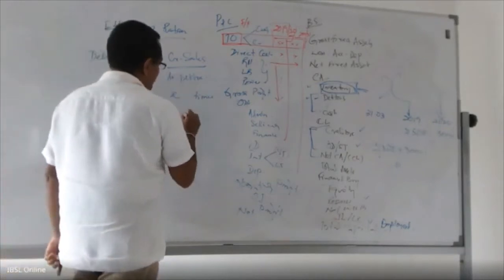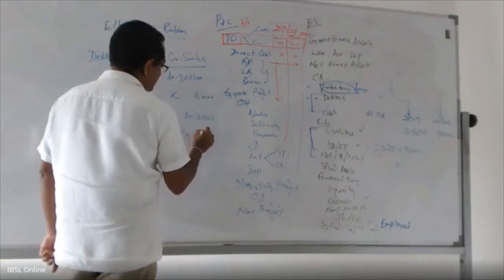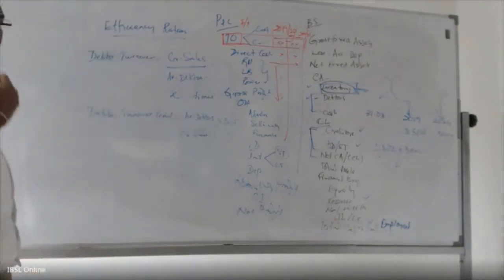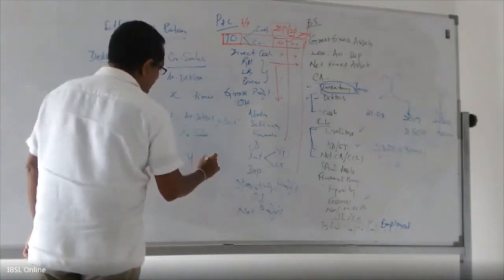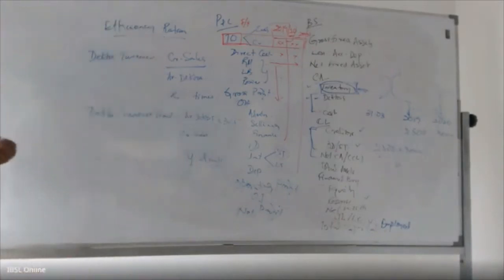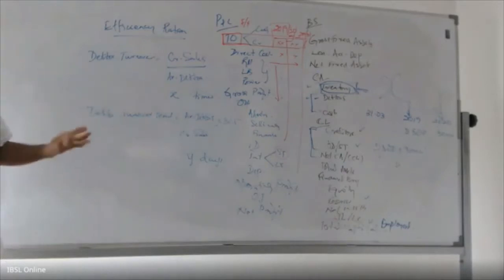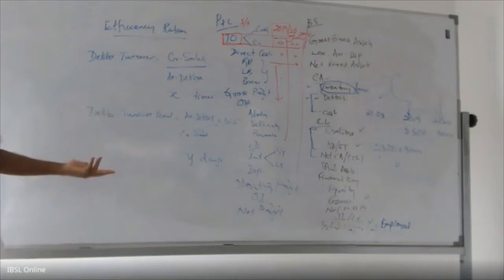Similar to the previous one, average debtors divided by credit sales into 365. How many days on average do you take to collect your credit sales? By number of days, right? How many days on average do you take to collect your debtors? That means you sell, but there is no point just selling. You need to collect that. When you collect debtors only, you will get your cash. Without cash, you can't run the business.